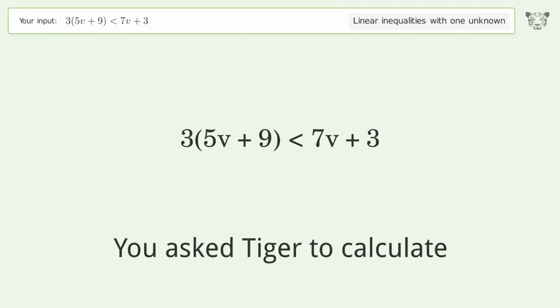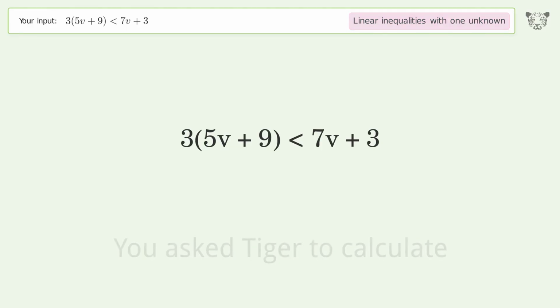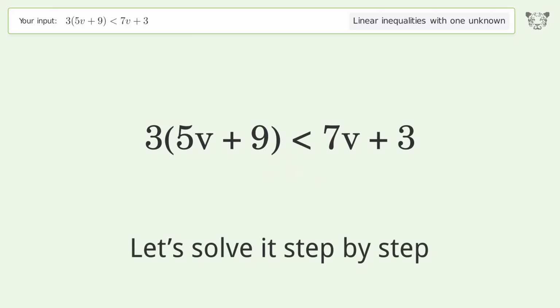You ask Tiger to calculate. This deals with linear inequalities with one unknown. The final result is v smaller than -3. Let's solve it step by step.